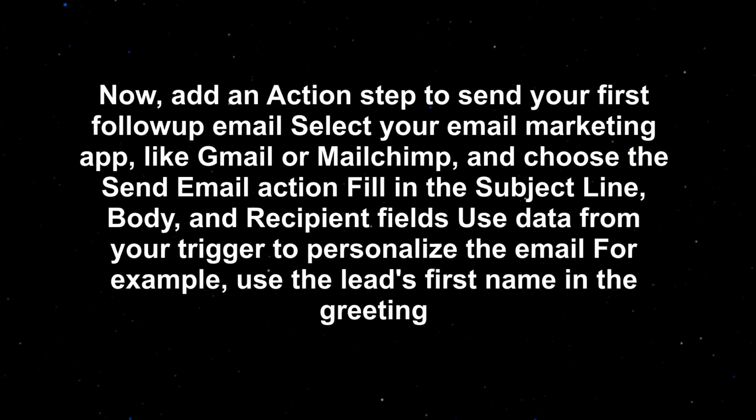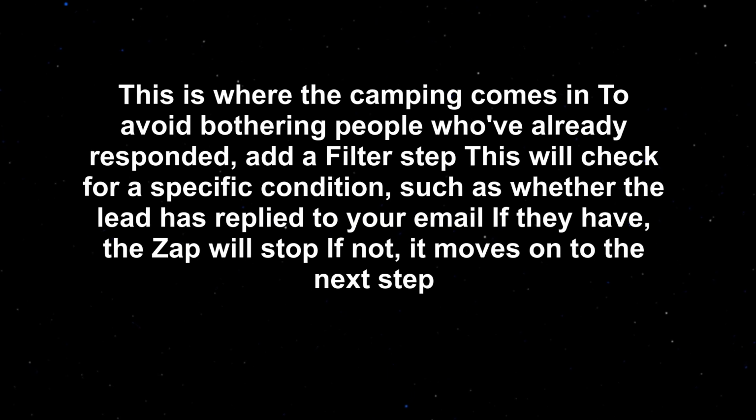Now, add an action step to send your first follow-up email. Select your email marketing app, like Gmail or Mailchimp, and choose the Send Email action. Fill in the subject line, body, and recipient fields. Use data from your trigger to personalize the email. For example, use the lead's first name in the greeting. This is where the campaign comes in.